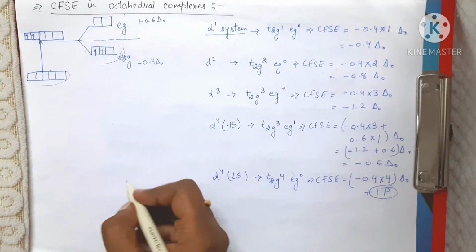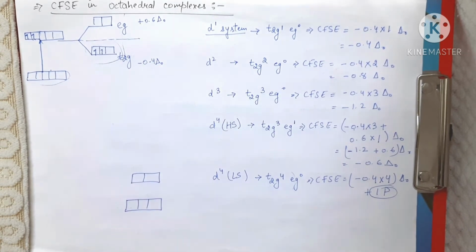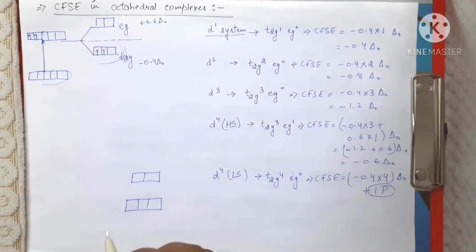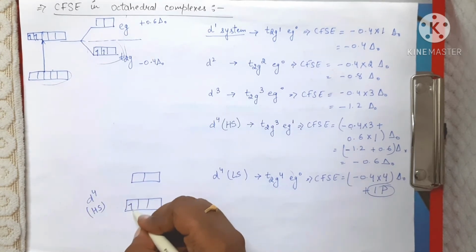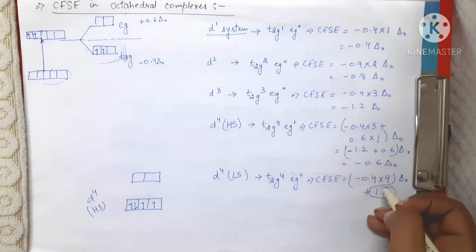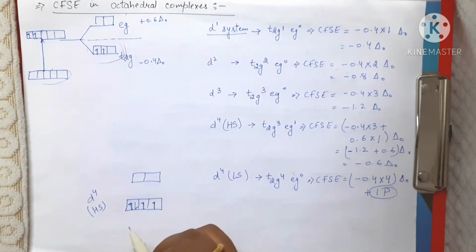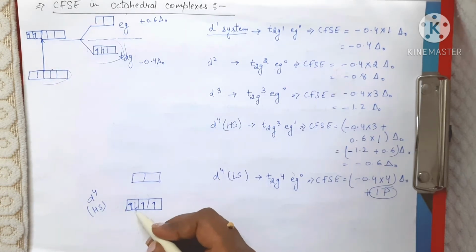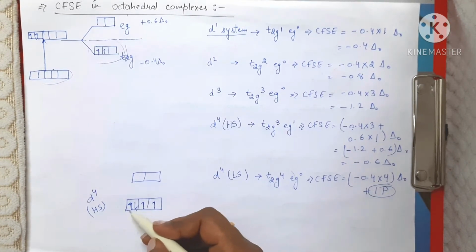If you consider the d4 system, suppose these are the orbitals in split state in the case of octahedral complexes. If I'm talking about the d4 high spin complexes, then the electrons will be present like this, right? So 3 electrons are filled like this. After that, for 1 electron to go into this orbital, we have to supply some kind of energy because both are negative species.